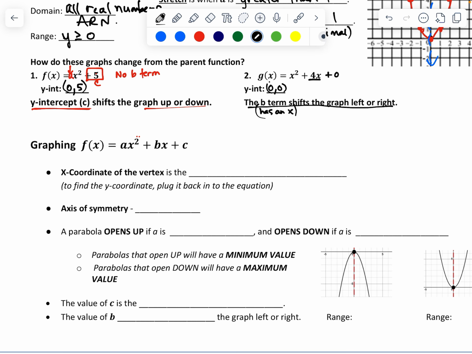All right, the x-coordinate of the vertex. So we're going to be graphing ax squared plus bx plus c. The x-coordinate of the vertex is the axis of symmetry. We talked about that above. X equals.